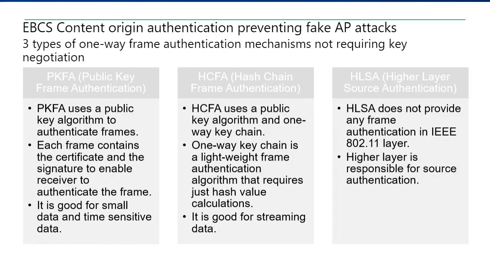Also, in the downlink direction, EBCS provides content origin authentication and hence prevents fake AP attacks. For that, EBCS supports 3 types of one-way frame authentication mechanisms that do not require key negotiation. They are namely PKFA and HCFA, and both schemes can be used for specific use cases and applications.